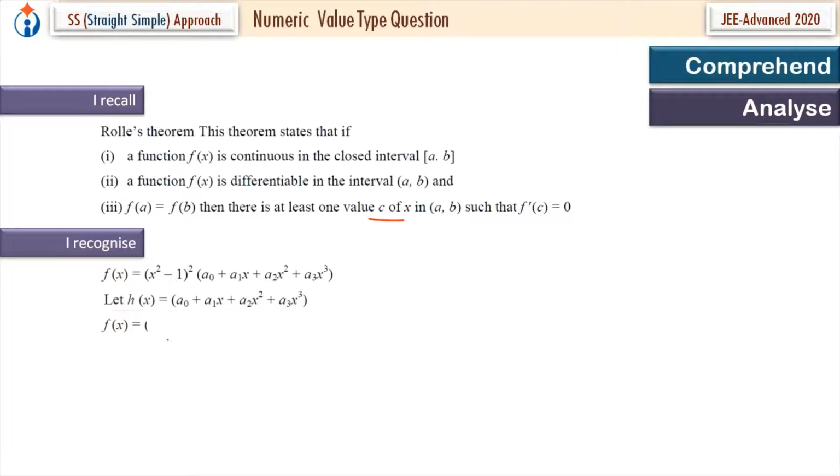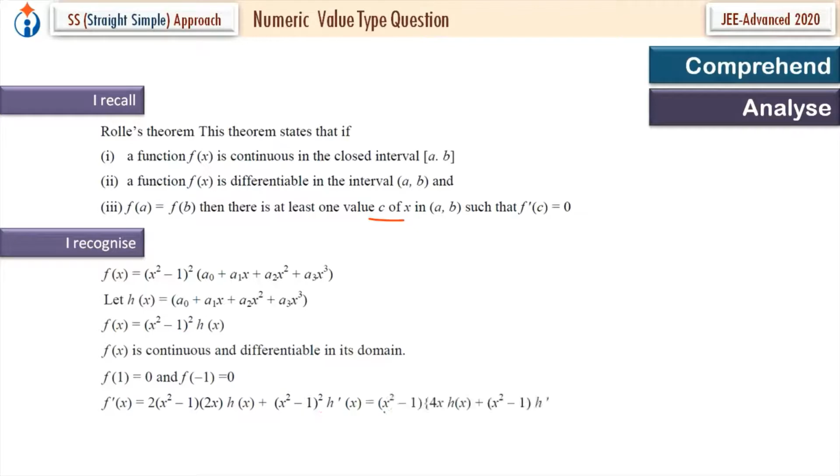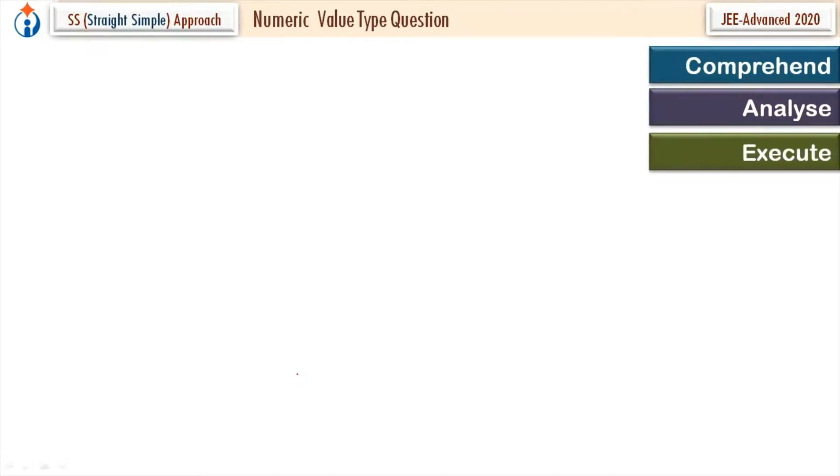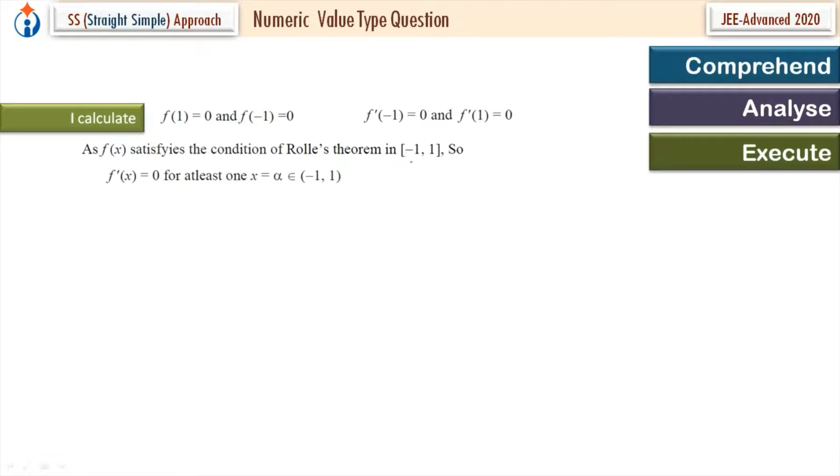So I recognize f(x) is this. If I take h(x) equal to this, f(x) is equal to, just for simplification, (x² − 1)² h(x). f(x) is continuous and differentiable in its domain. f(1) is equal to 0. f(−1) is equal to 0. f'(x) is this, in which x² − 1 is a factor, multiplied by this expression. f'(−1) is also equal to 0, and f'(1) equal to 0. So let's execute. I have these results. So f(x) satisfies the condition of Rolle's theorem in the closed interval [−1, 1].